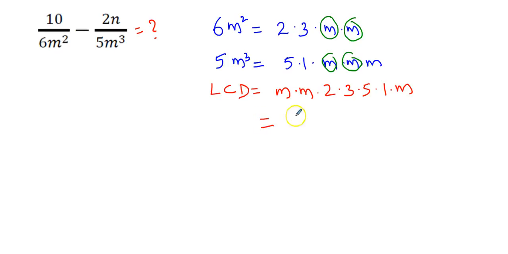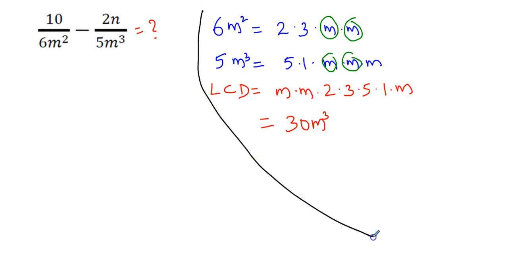What is the product? I'll multiply numbers first. 2 times 3 is 6, 6 times 5 is 30, times 1 is 30. m times m times m is m cube, m to the third power. So we have the least common denominator. Now in the next step, let us write these denominators as 30m cube. I have to change 6m square as 30m to the third power.